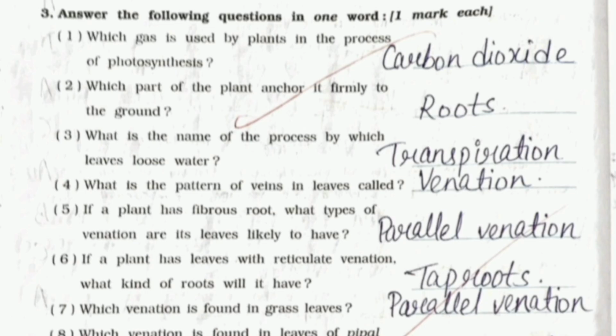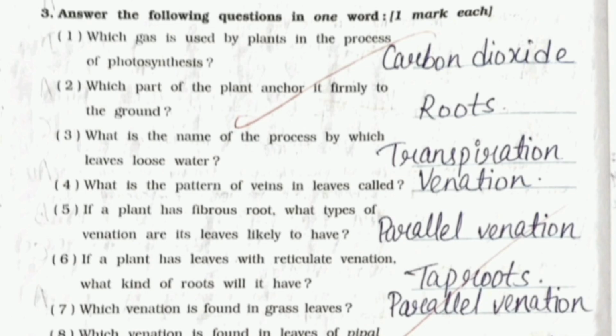It is transpiration. Fourth, what is the pattern of veins in leaves called? It is venation. Fifth, if a plant has fibrous root, what types of venation are its leaves likely to have? It will be parallel venation. Sixth, if a plant has leaves with reticulate venation, what kind of roots will it have? It will be tap roots.